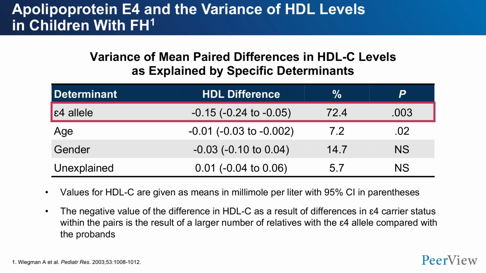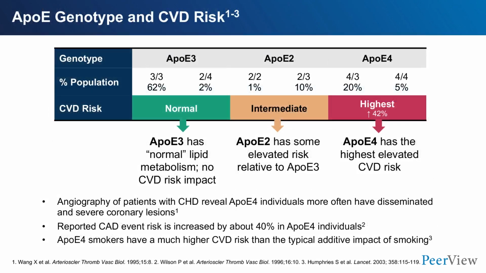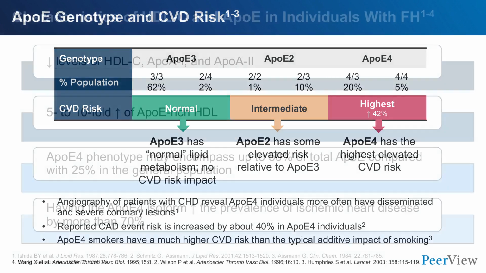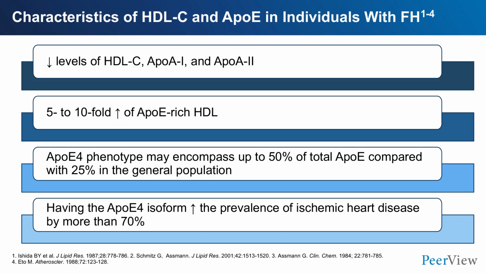It's mainly the ApoE4 that dictates the HDL levels in these patients, not only in their levels, but also in their function. So here's the ApoE3. It's normal lipid metabolism, no cardiovascular disease risk. ApoE2 has some risk, but it's the ApoE4 that has the highest risk associated with cardiovascular disease. FH patients have decreased levels of HDL-C, as I mentioned. They also have decreased ApoE1 and ApoE2, and they have a 5 to 10-fold increase of ApoE-rich HDL, and most of the ApoE-rich HDL is ApoE4.